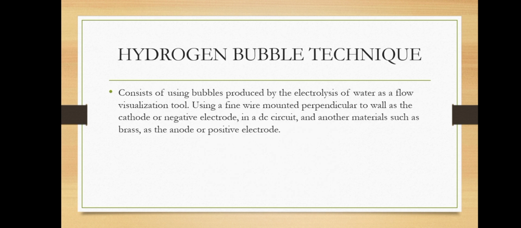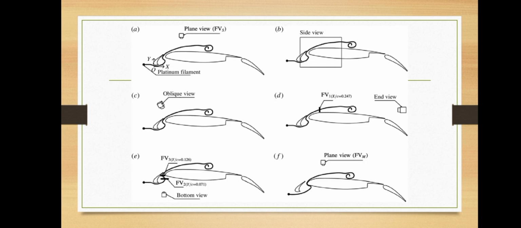Next, the hydrogen bubble technique consists of using bubbles produced by the electrolysis of water as a flow visualization tool, using a fine wire mounted perpendicular to the wall as the cathode or negative electrode in a DC circuit, and another material such as brass as the anode or positive electrode. You can see the diagram at the bottom.